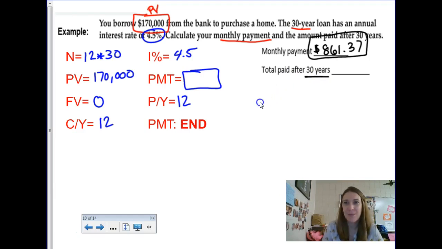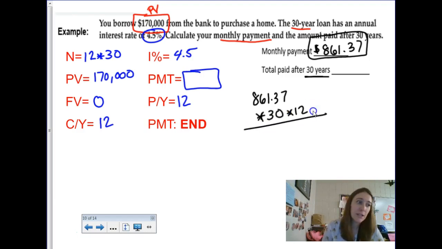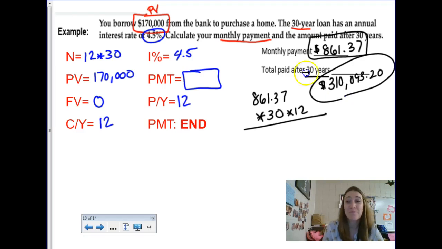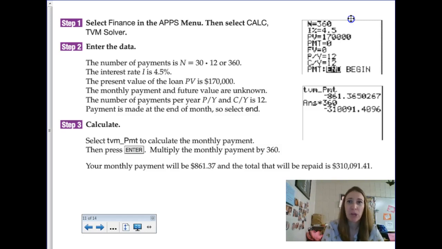So if I paid this amount exactly for 30 years, if I did $861.37 and multiplied it by those 30 years, remember it's 12 payments per year, oh boy, I'd end up paying $310,093.20. It's a lot of money. So your $170,000 house just priced pretty much double. Yeah, it's a lot. All right, I don't want to think about that one anymore, guys.